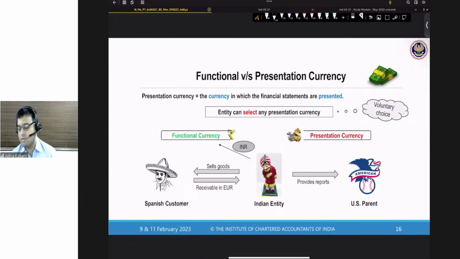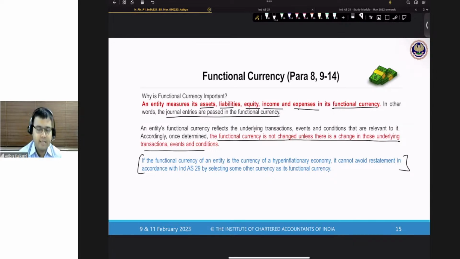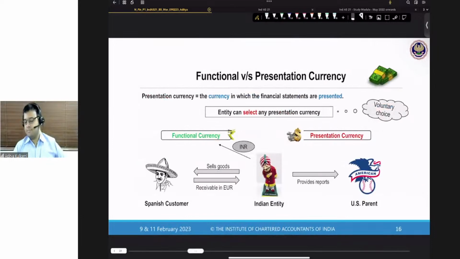Anybody has any doubts? Generally, it cannot be changed. In rare cases, you can alter the functional currency. Okay, but 99% एक बार जो मैंने decide कर लिया कि भाई what is my functional currency, उसके बाद I cannot change it unless there is a fundamental change in the factors that determine my cost, factors that determine my selling price. Okay, so this is generally a one-time exercise. Okay, all right, fine, clear, everyone?